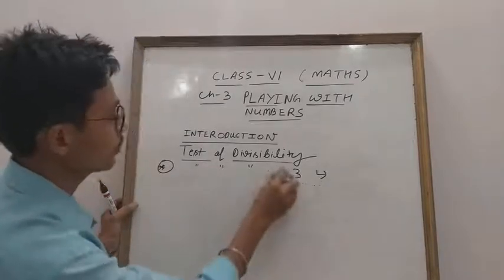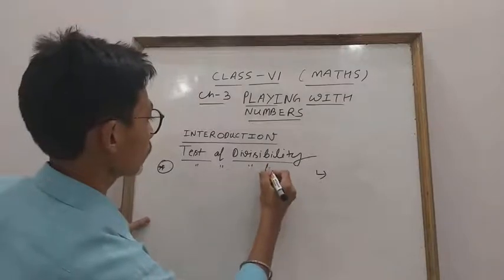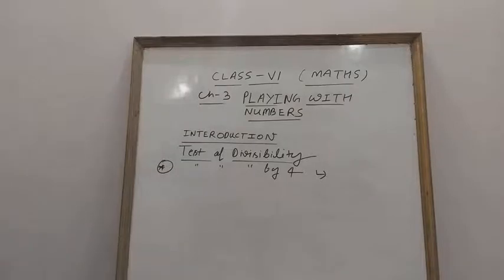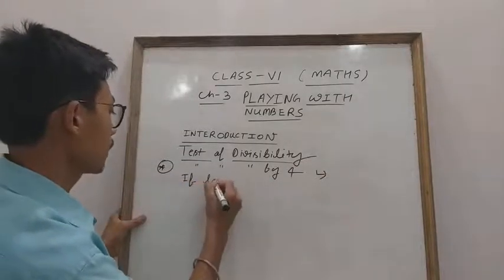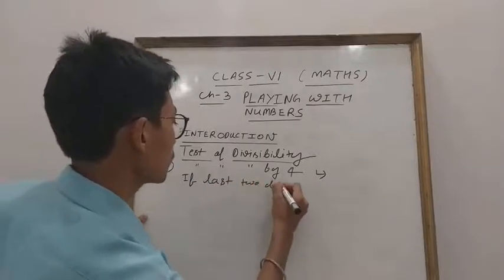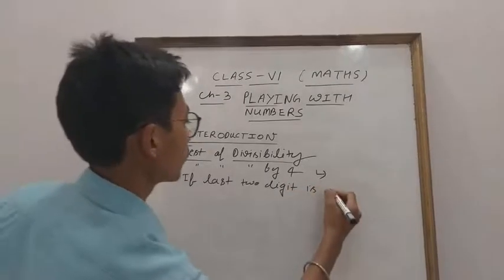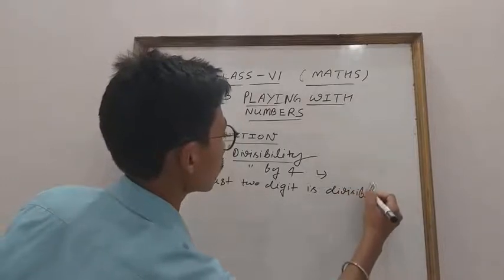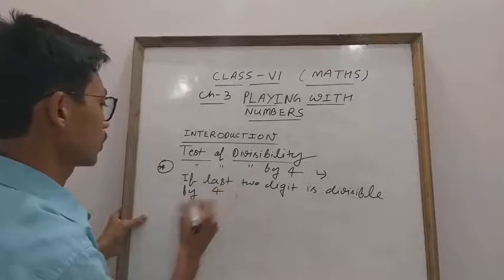The test of divisibility of 4. Test of divisibility by 4. Clear student? The test of divisibility by 4. 4 means if the last two digits are divisible by 4. Clear student?